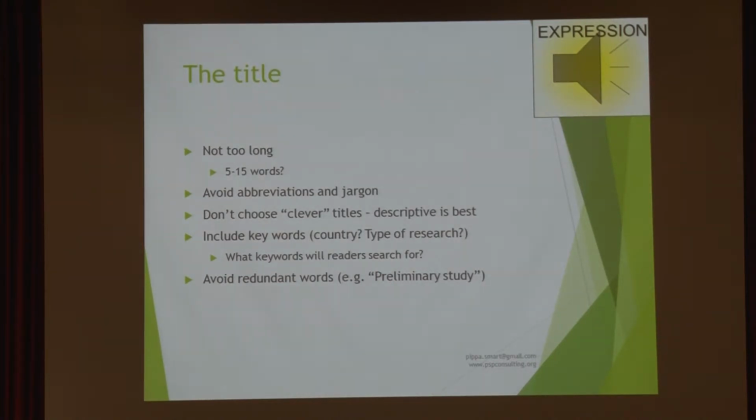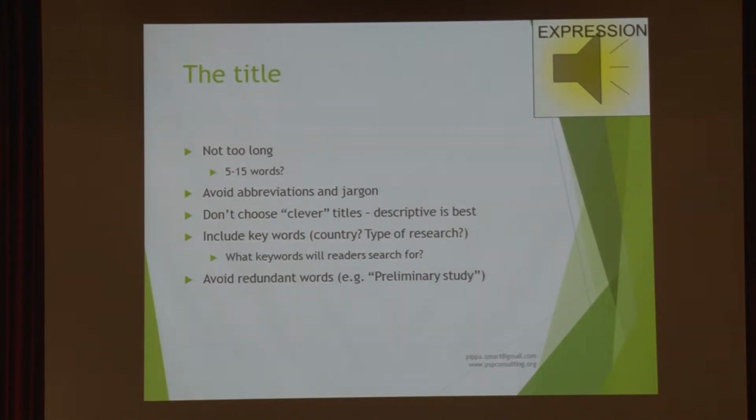So the title, don't make it too long. It needs to be comprehensive, but not too long. Otherwise, it's difficult to read. Avoid abbreviations and jargon, and don't choose clever titles. And unfortunately, this is the internet, this is the Google effect on journals. You need to make sure that your article title has the keywords that the person that you want to read your article is going to use.